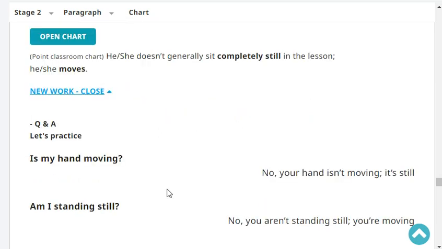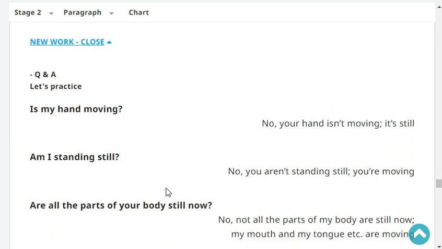Is my hand moving? No, your hand isn't moving. It's still. Very good. Am I sitting still? No, you aren't sitting still. You're moving. Very good.